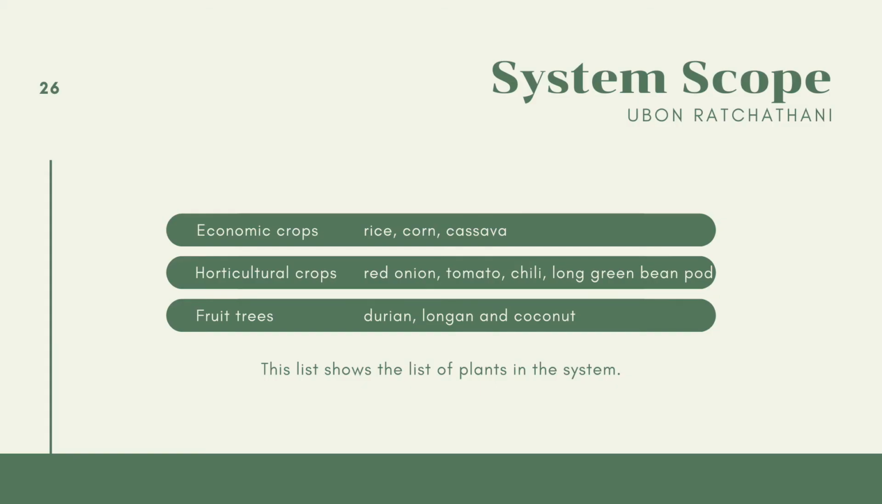This part is the plants in the system. There are 10 selected types of plant in this system, including: first, economic crops: rice, corn and cassava. Second, horticultural crops: red onion, tomato, chili, long green bean pod. And third, fruit trees: durian, longan, and coconut.